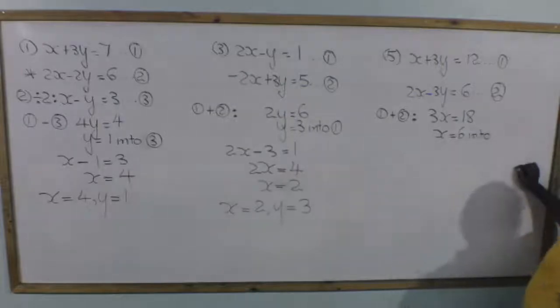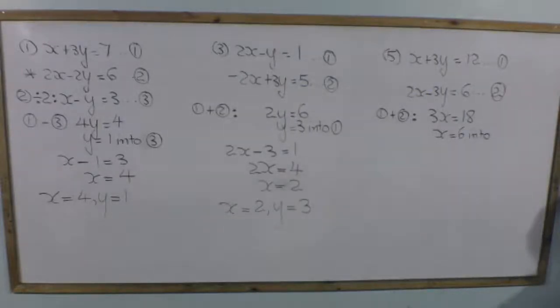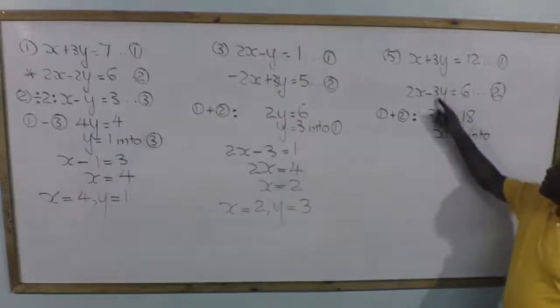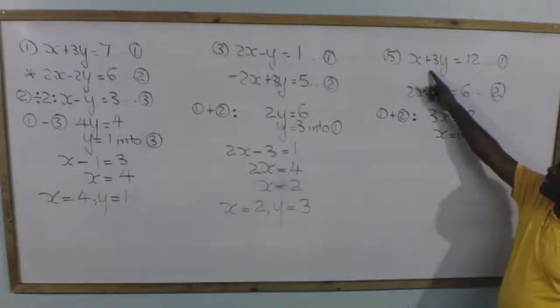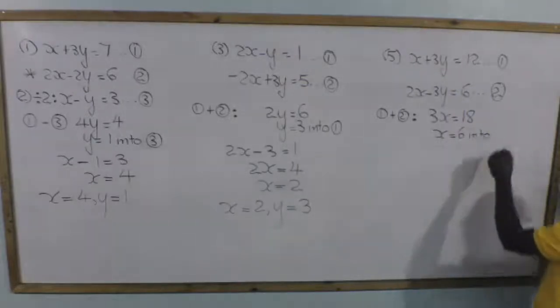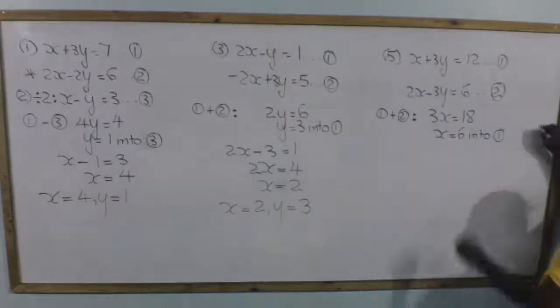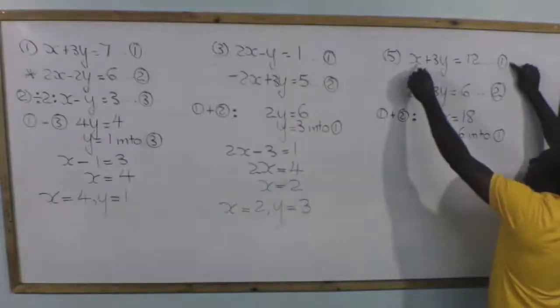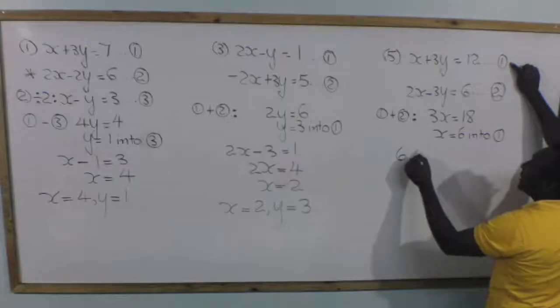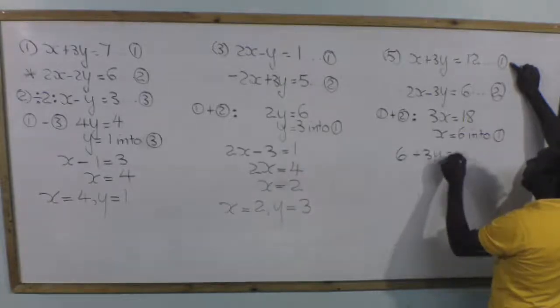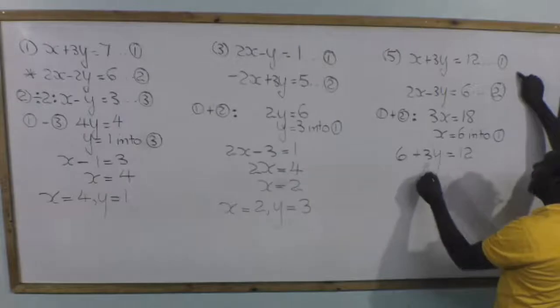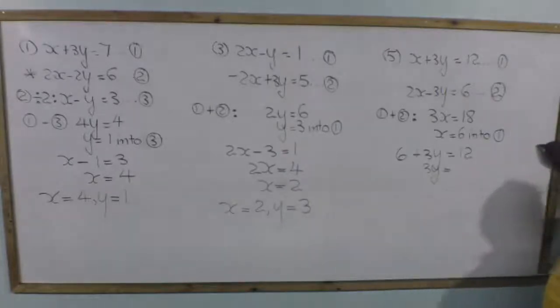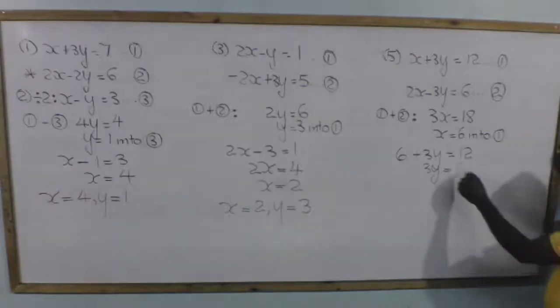Into which equation do you think? You're going to put that into equation 2? I'm going to put that into equation 1 because as far as I'm concerned, equation 1 is simpler. So I'm going to put that into equation 1 by saying x is what? 6. So 6 goes there, plus 3y is equal to 12. So 3y is equal to what? 3y is equal to 6.